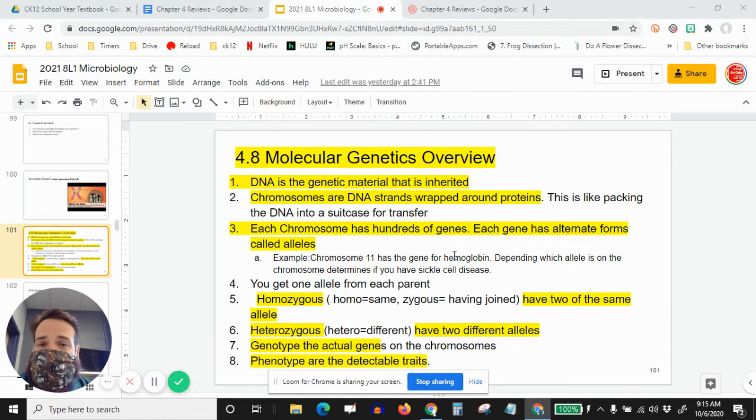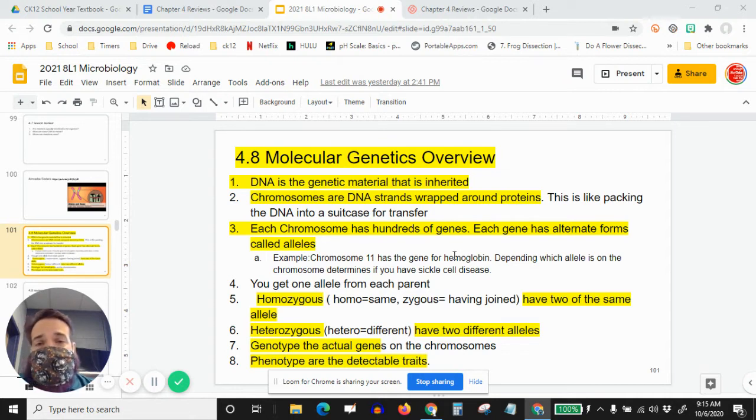Remember, you have 46 chromosomes that make up 23 pairs. And on chromosome 11, there's a gene for hemoglobin. Hemoglobin is what carries oxygen on your red blood cells. Now, the normal gene obviously carries oxygen. There's a recessive allele version, though, that causes the hemoglobin to be misshapen, and it causes the red blood cells to be sickle-shaped. So you can have normal hemoglobin.